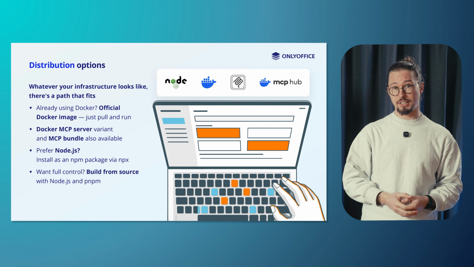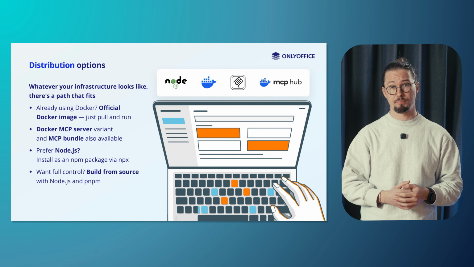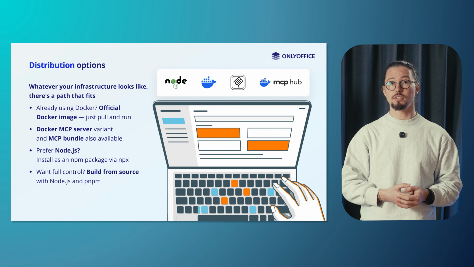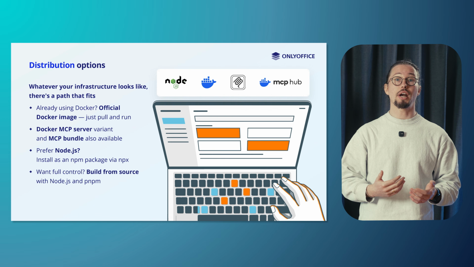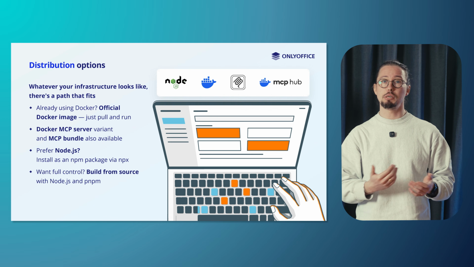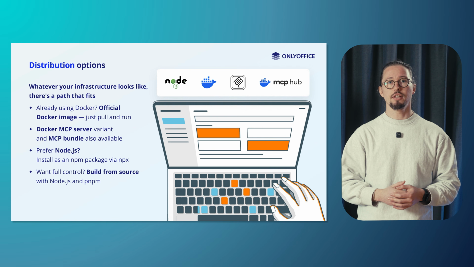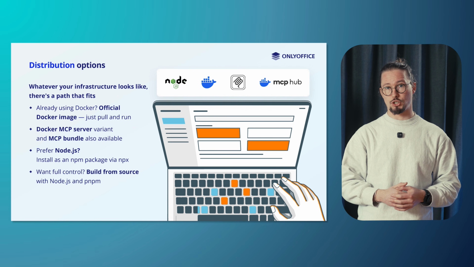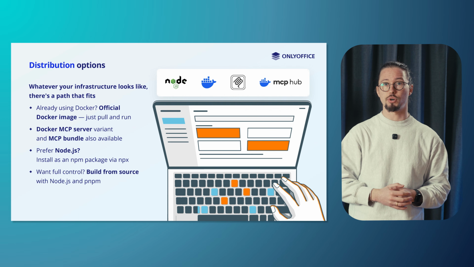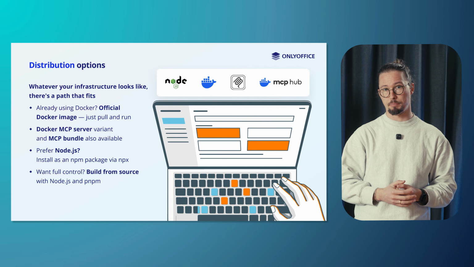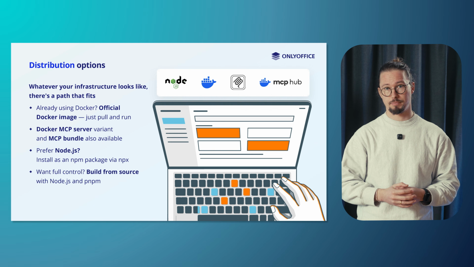Finally, how do you actually get the server running? You have several options, and the right one depends on your stack. If you're already using Docker, there's an official Docker image. Just pull and run. There's also a Docker MCP server variant and an MCP bundle for clients that support that format. If you prefer Node.js, the server is available as an npm package you can install with npx. If you want full control, you can build from source using Node.js and pnpm. The point is, whatever your infrastructure looks like, there's a path that fits.